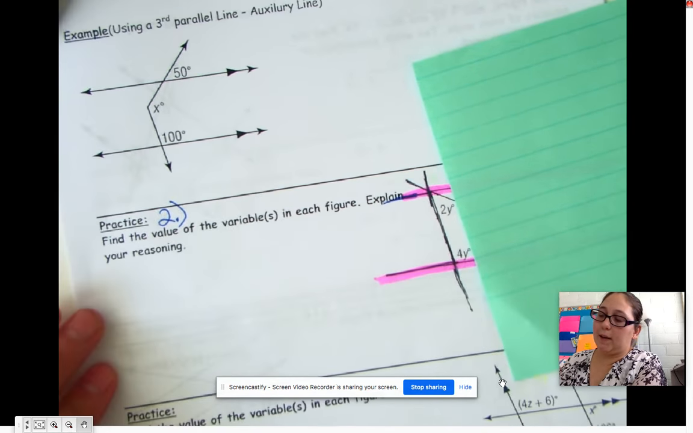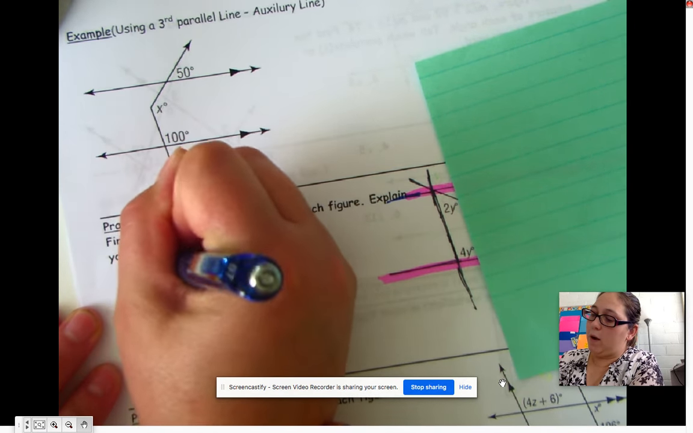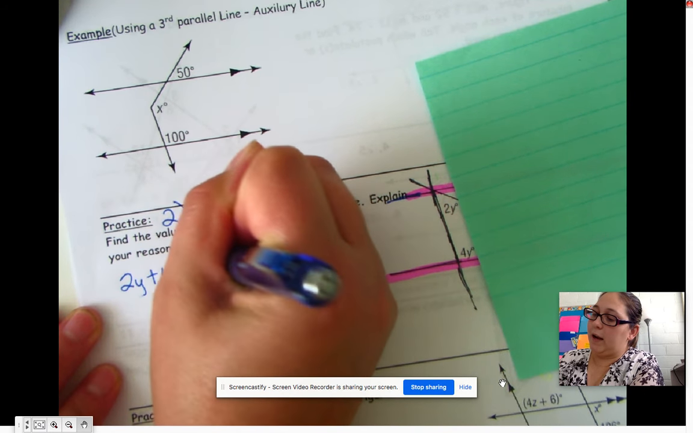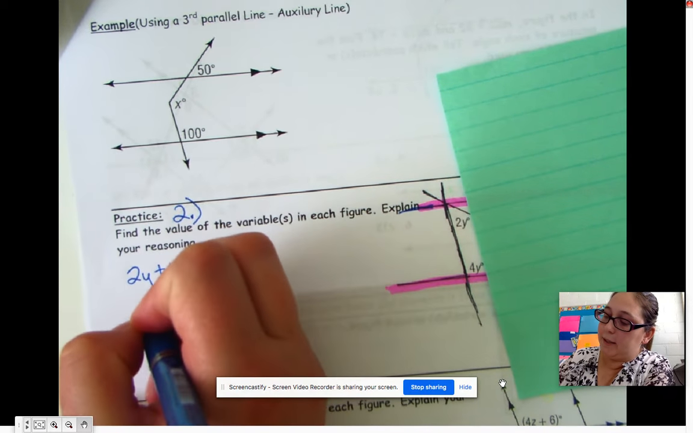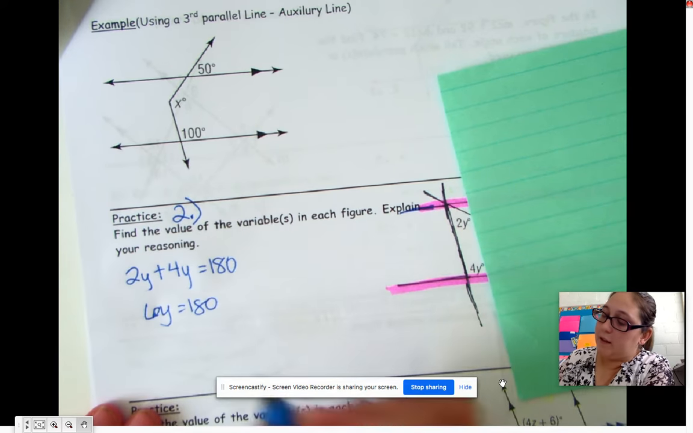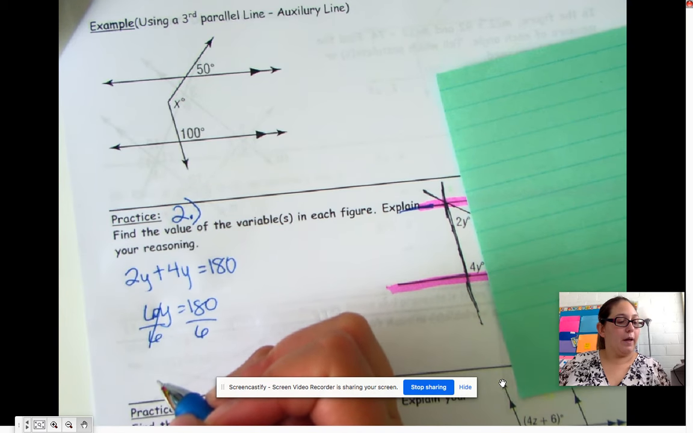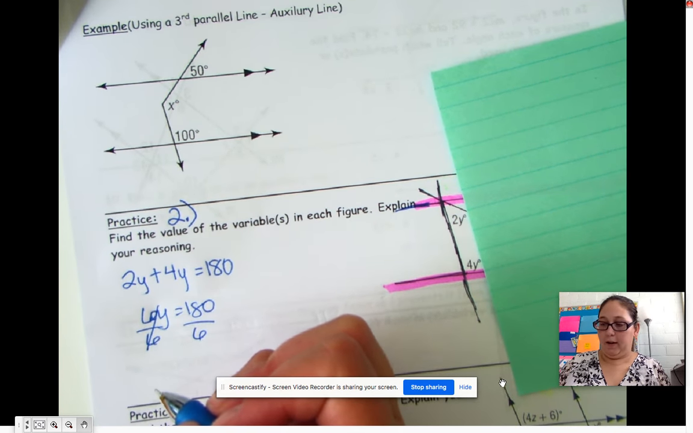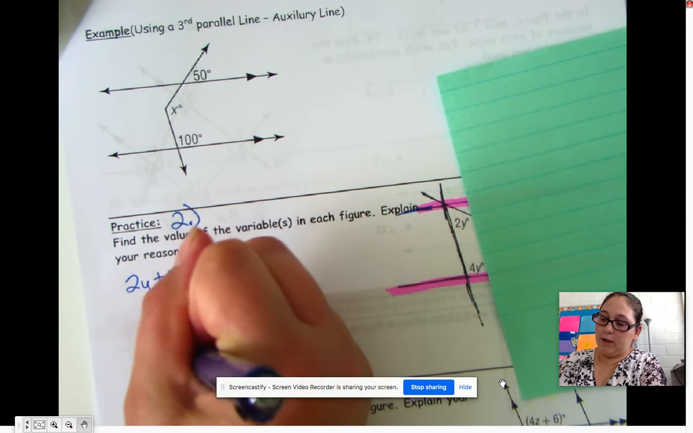The way I'm going to set this up first is 2y plus 4y equals 180 degrees. From there, I'm going to combine like terms on the left side. So 4y plus the 2y gives me 6y equals 180. Divide both sides by 6. My final answer for y then is 180 divided by 6, and so we get y is 30 degrees.